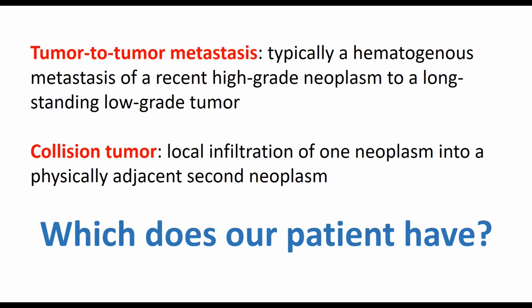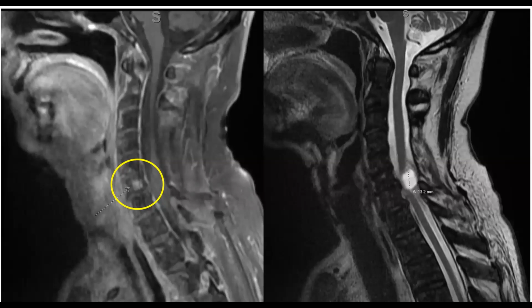Is it tumor to tumor metastasis or collision tumor? Well, I will tell you that I signed it out as tumor to tumor metastasis. I think that I may be wrong because that was before, and I did not have all of the imaging studies. I think it might actually be a collision tumor, possibly, but I'm not sure. Why? Because of this, circled in yellow.